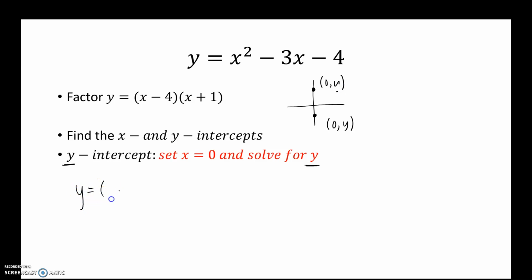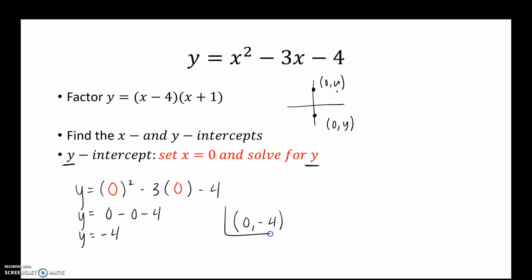So y equals, wherever I see an x, I'm going to replace it with 0. Literally replacing it with the value of 0. So y equals 0 squared, which is 0. -3 times 0 is 0. And then the only thing I'm left with is -4 because it didn't have an x. So what does this become? y is equal to -4. So what's my y-intercept? It's the ordered pair where x is equal to 0 and y has a value of -4. Okay, so intercepts are points. They belong as ordered pairs.